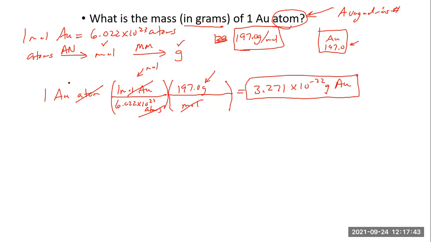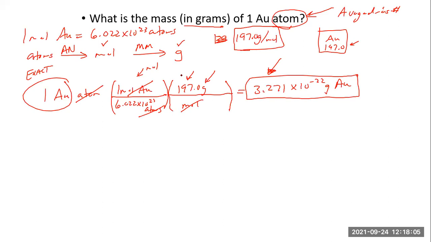Now, sig fig wise, if we had one atom, it'd probably be a number we would count, which would be considered an exact number, which means technically you could have done as many sig figs as you like here. I just went for 4 based off of the molar mass in that particular case.